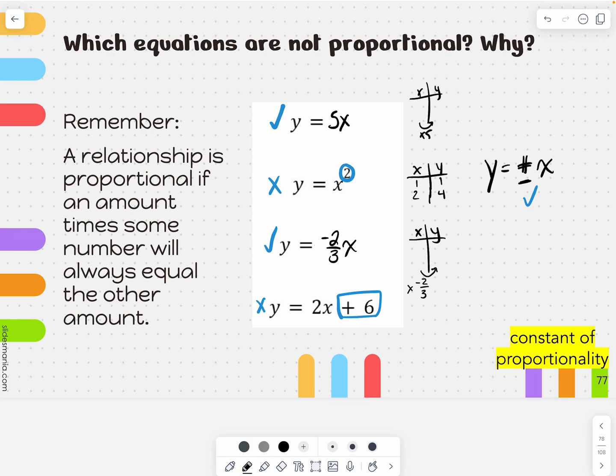The constant of proportionality here is just that multiplier in front of x. So in this first one that is proportional, the 5 is the constant of proportionality. In the y equals negative 2 over 3 x, negative 2 over 3 is the constant of proportionality.